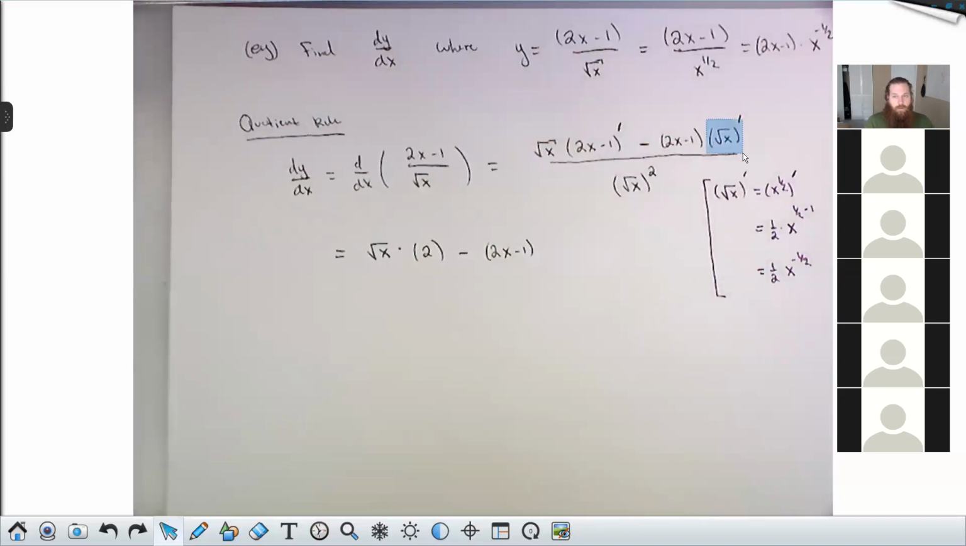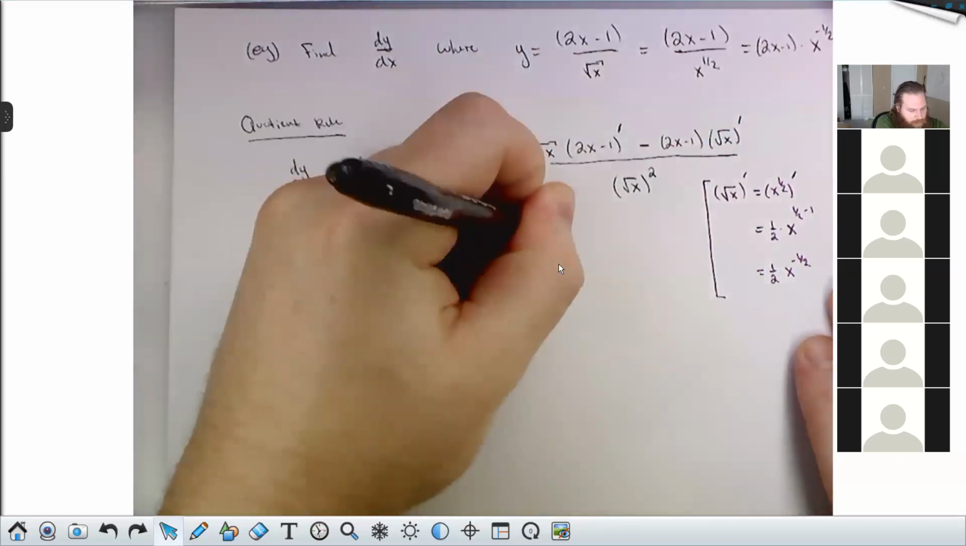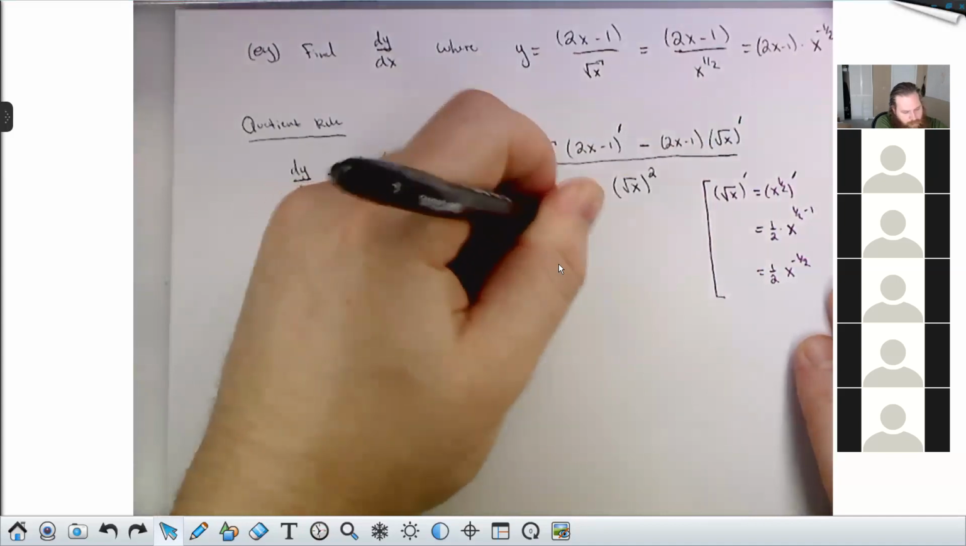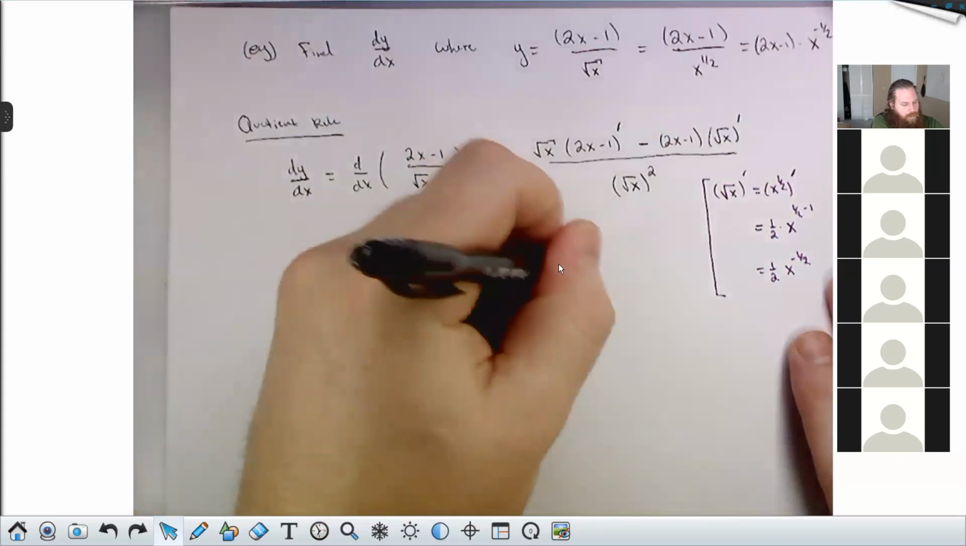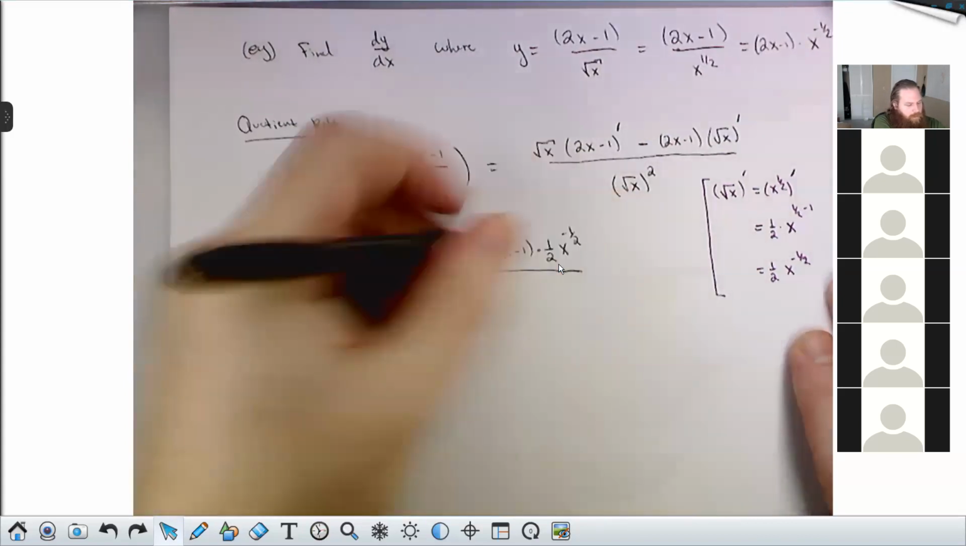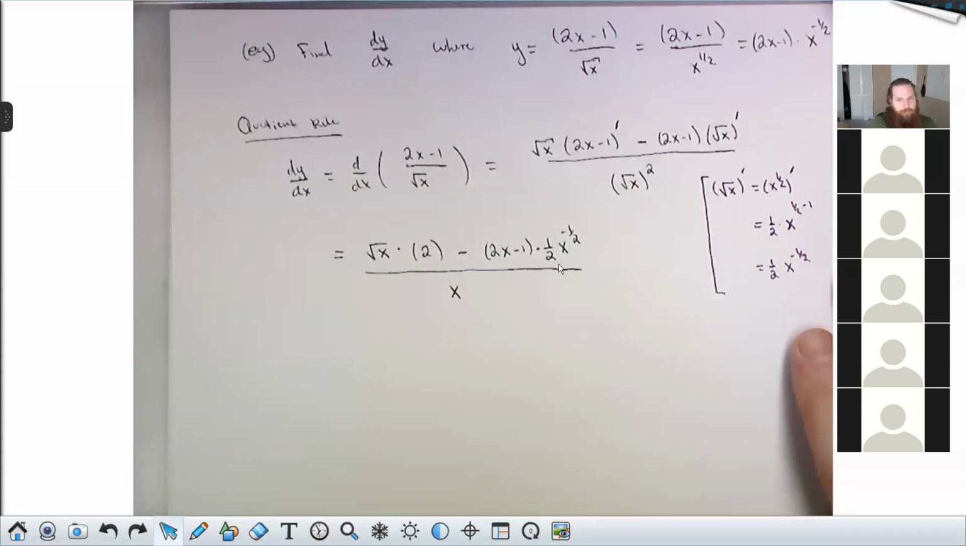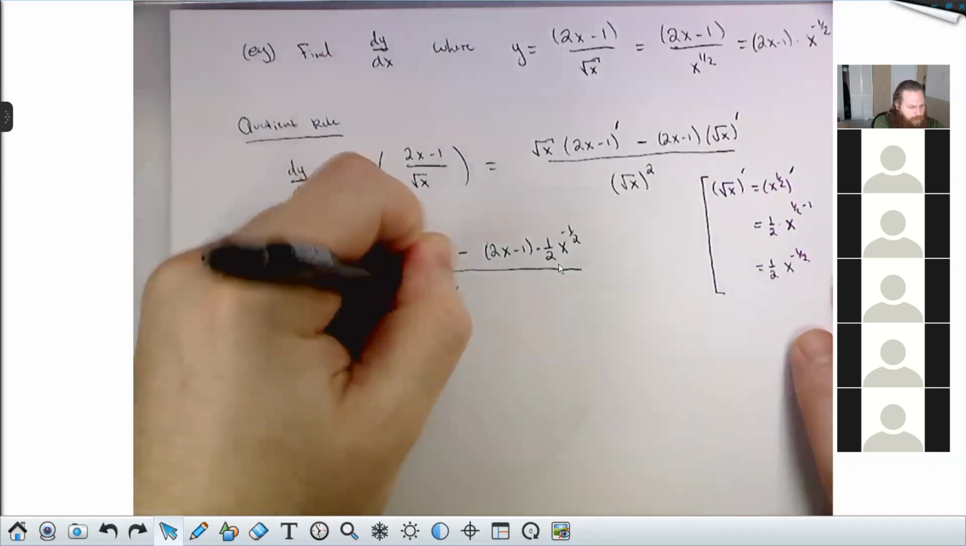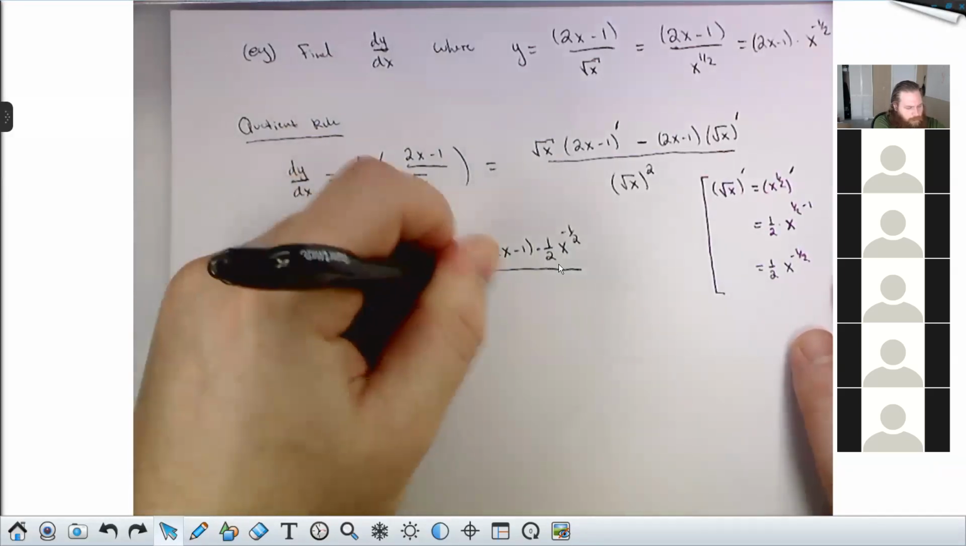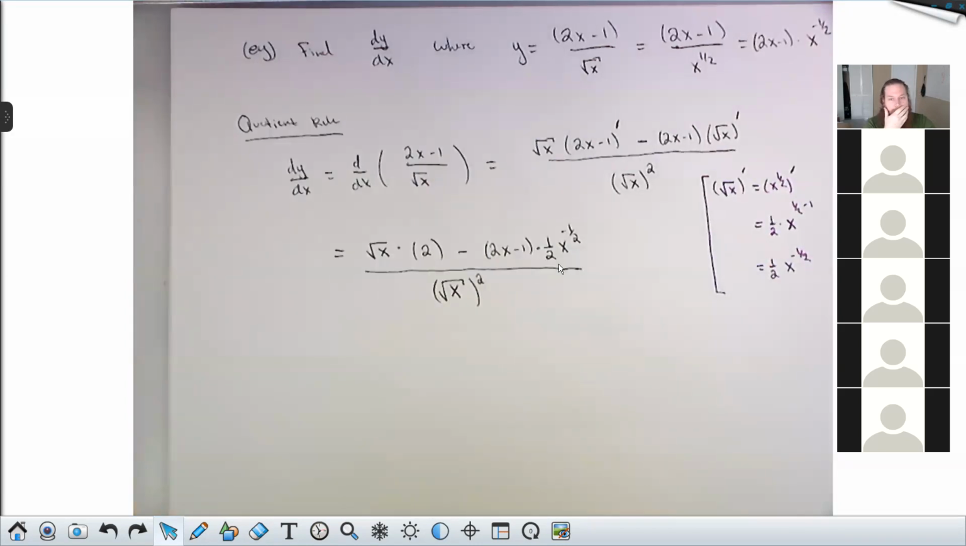And the root x all primed is the piece that goes right here. So this is going to be times 1/2 x to the negative 1/2. And then all that is being divided by the square root of x all squared. Thankfully, the square root of x all squared is just x. Maybe I'll leave it as that for now, just so we're not doing too much in one step. So in this line, all I did is calculate the little primes, right? The 2x minus 1 primed is 2. And the root x primed is 1/2 x to the negative 1/2.